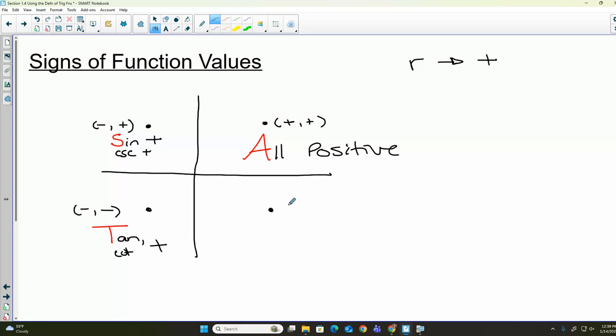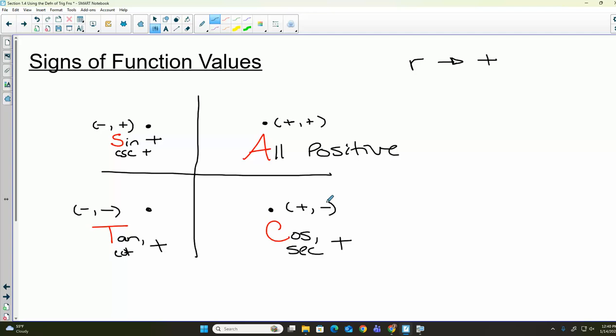In quadrant 4, x is positive, y is, okay, so when we do sine, y over r, that's negative, so cosecant's negative. When I do cosine, x over r, I get positive, so cosine and its reciprocal secant would be positive. Tangent, y over x, or cotangent, x over y, those would be negative.